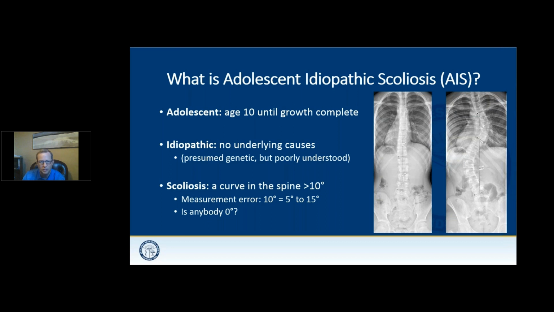These are called Cobb angles. And if the Cobb angle is greater than 10 degrees, we define it as having scoliosis. Now, a couple words about that.